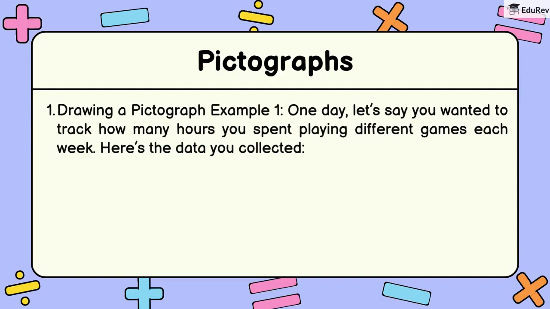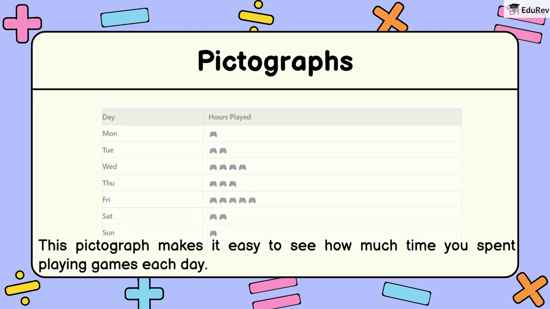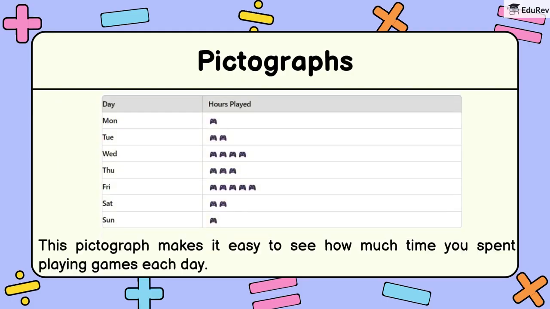Now, let's see how to draw a pictograph. Suppose you wanted to track how many hours you spent playing different games each week. Here's the data you collected. Monday 1 hour, Tuesday 2 hours, Wednesday 4 hours, Thursday 3 hours, Friday 5 hours, Saturday 2 hours, and Sunday 1 hour. The pictograph would clearly show how much time you spent playing games each day.